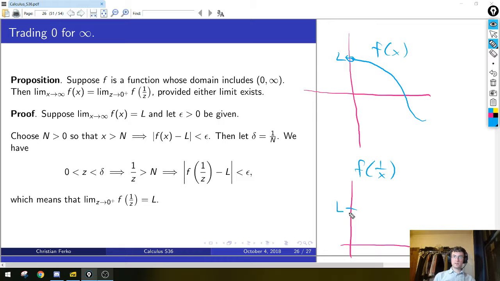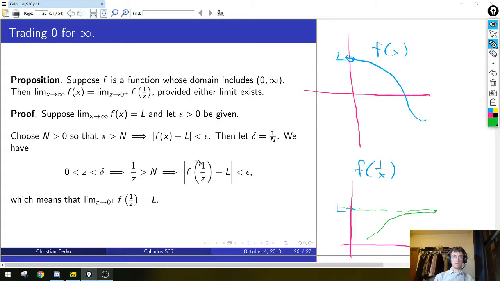So this guy, f of 1 over x, I don't know what he looks like elsewhere, but he better have a horizontal asymptote where he goes to L at infinity. That's this thing. This is different from what I said before. I lied. So anyway, this is just trading 0 for infinity. If you have a limit at 0, define a new function by plugging in 1 over the old variable. When the old variable goes to 0, the new variable goes to infinity. So the new function has a horizontal asymptote whose value is the old guy's limit at 0. Okay, that's the correct statement of what we're proving.